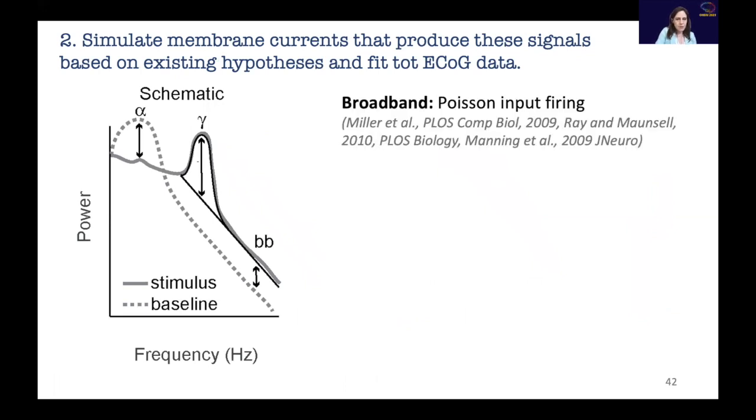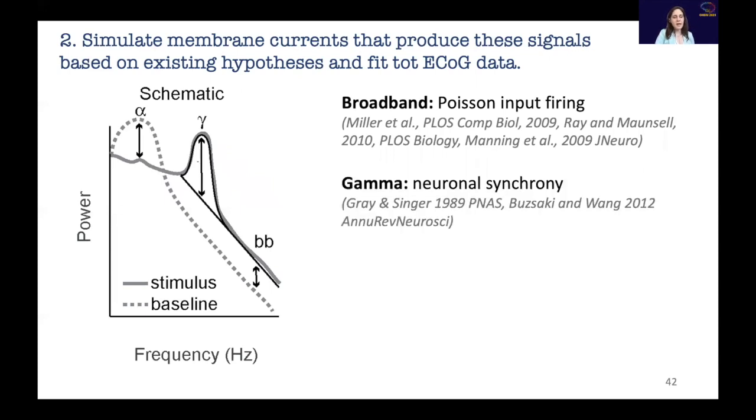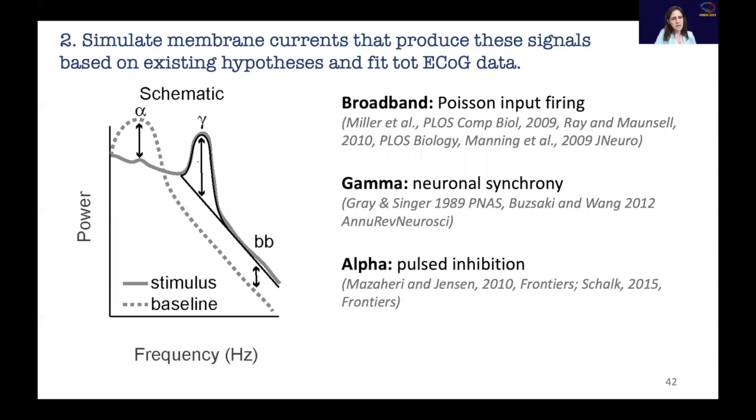And importantly, broadband has been related to Poisson input firing rates, because we have to simulate membrane currents that produce these signals based on existing hypotheses and fit these to ECOG data. So what kind of existing hypotheses are there for these 3 phenomena? Broadband is linked to Poisson input firing, and gamma has been related to neuronal synchrony, whereas low frequency alpha changes that negatively correlate with volt have been related to pulsed inhibition.